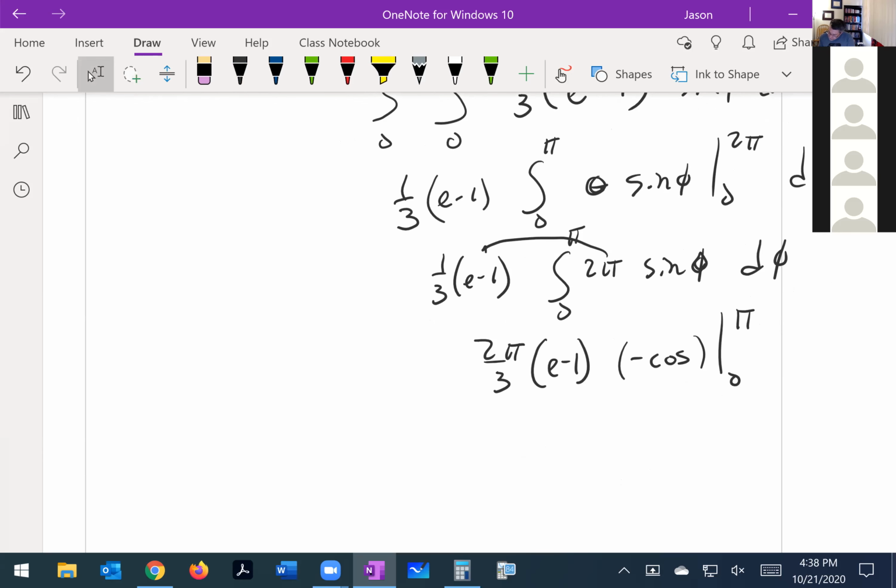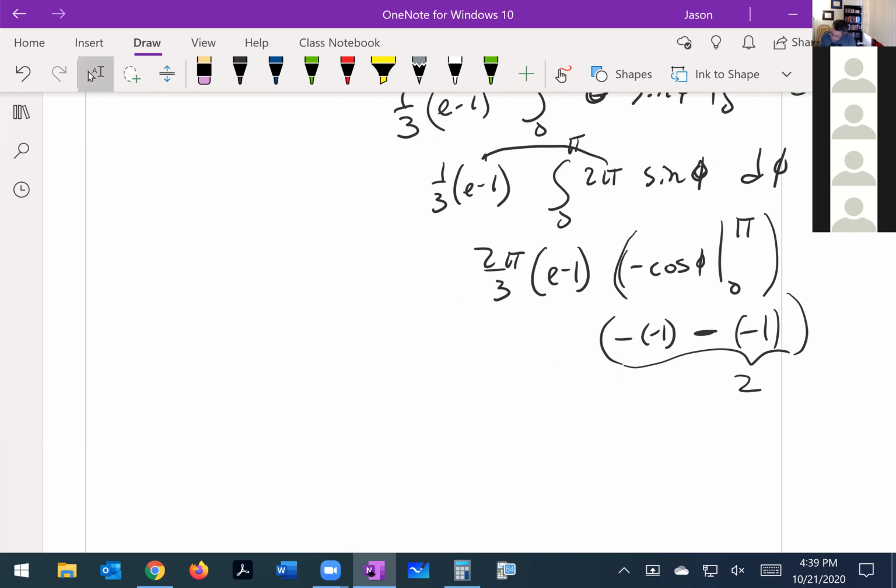Let me actually do it like this. So the cosine of, oh, this is phi, sorry. The cosine of phi, and then we're going to evaluate that from 0 to pi. So the cosine of pi, well, that's -1. So this is the negative of a -1, minus the negative of, well, what's the cosine of 0? That's 1. So minus a -1. So this is the -1, which is +1, minus the -1, which is another +1. So this is just going to be 1 plus 1, which is 2.